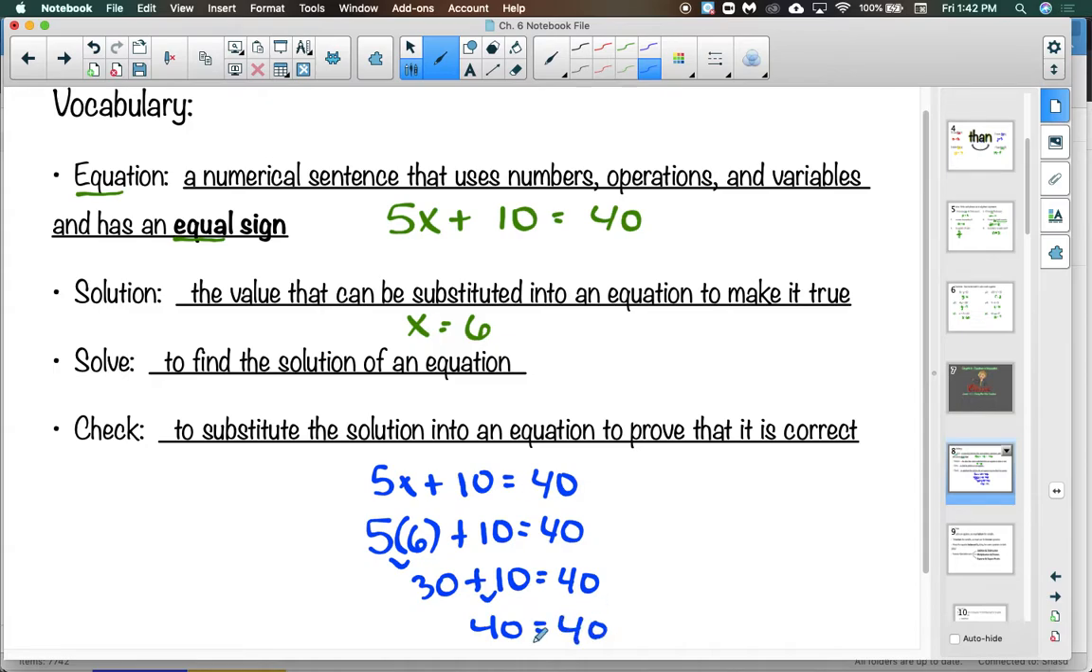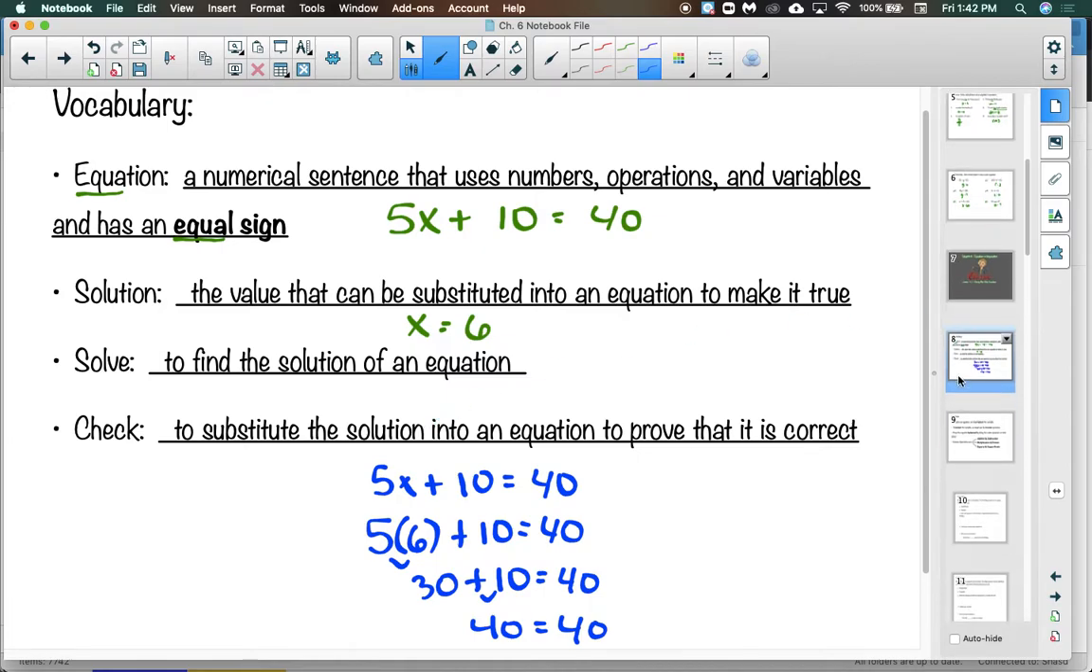And a check is when both sides of the equal sign are the same number. If you don't get the same number in your check, then you made a mistake and you have to resolve your problem. Let's do a couple practice problems.